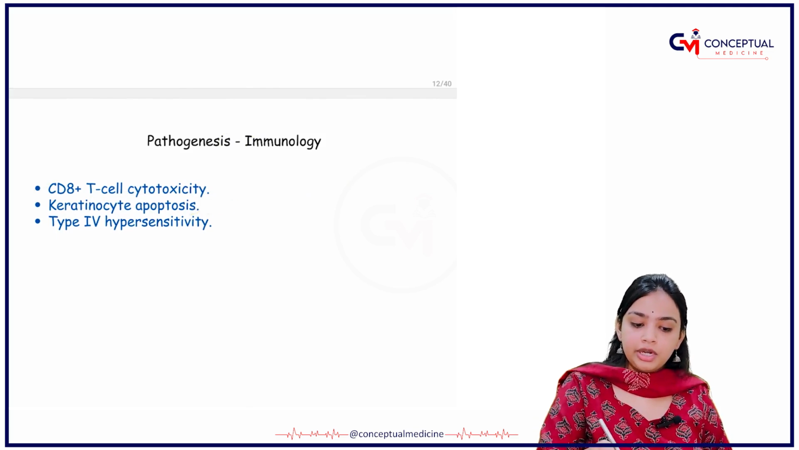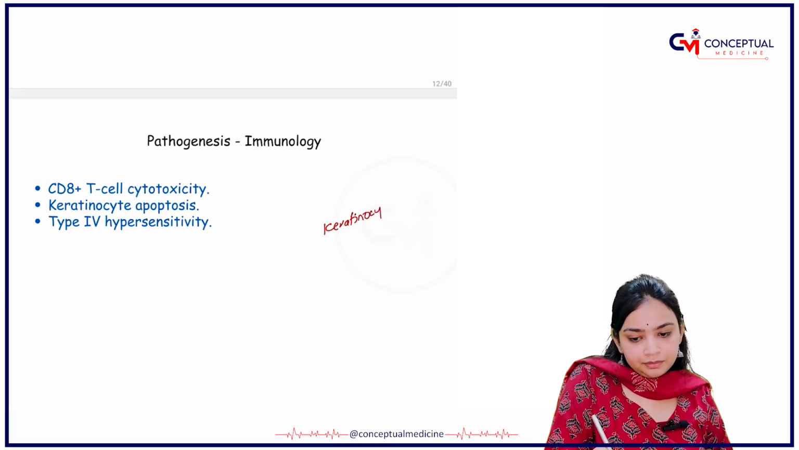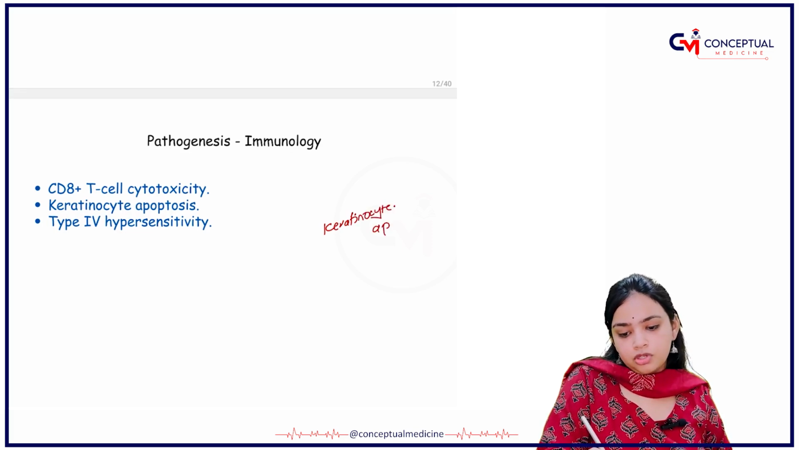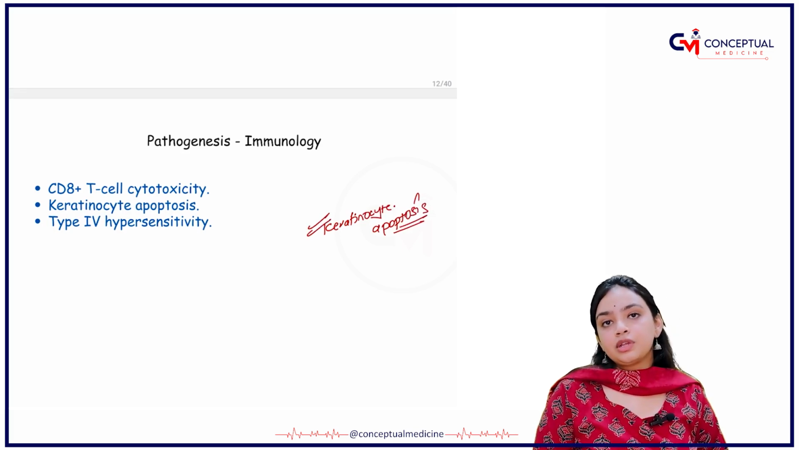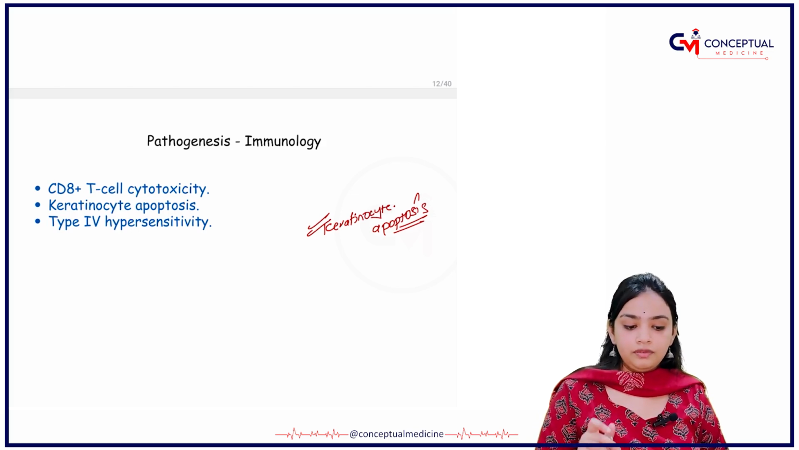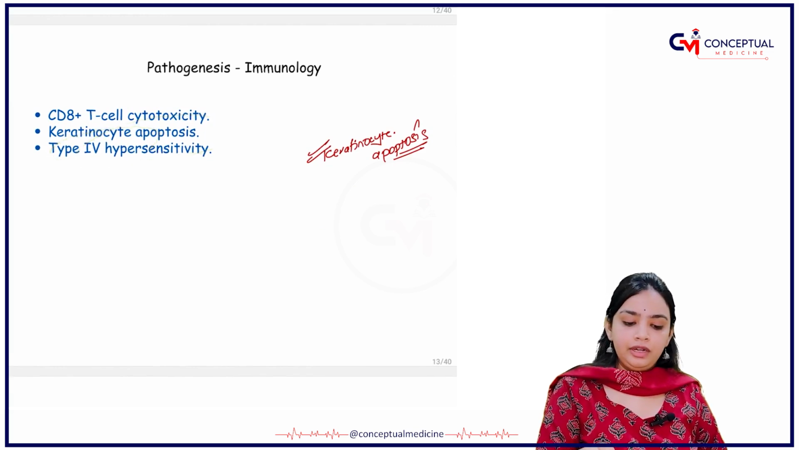So, are you able to appreciate one thing? That keratinocyte apoptosis is seen in each and every stage, right? Keratinocyte apoptosis is seen in each and every stage. And there is type 4 hypersensitivity.